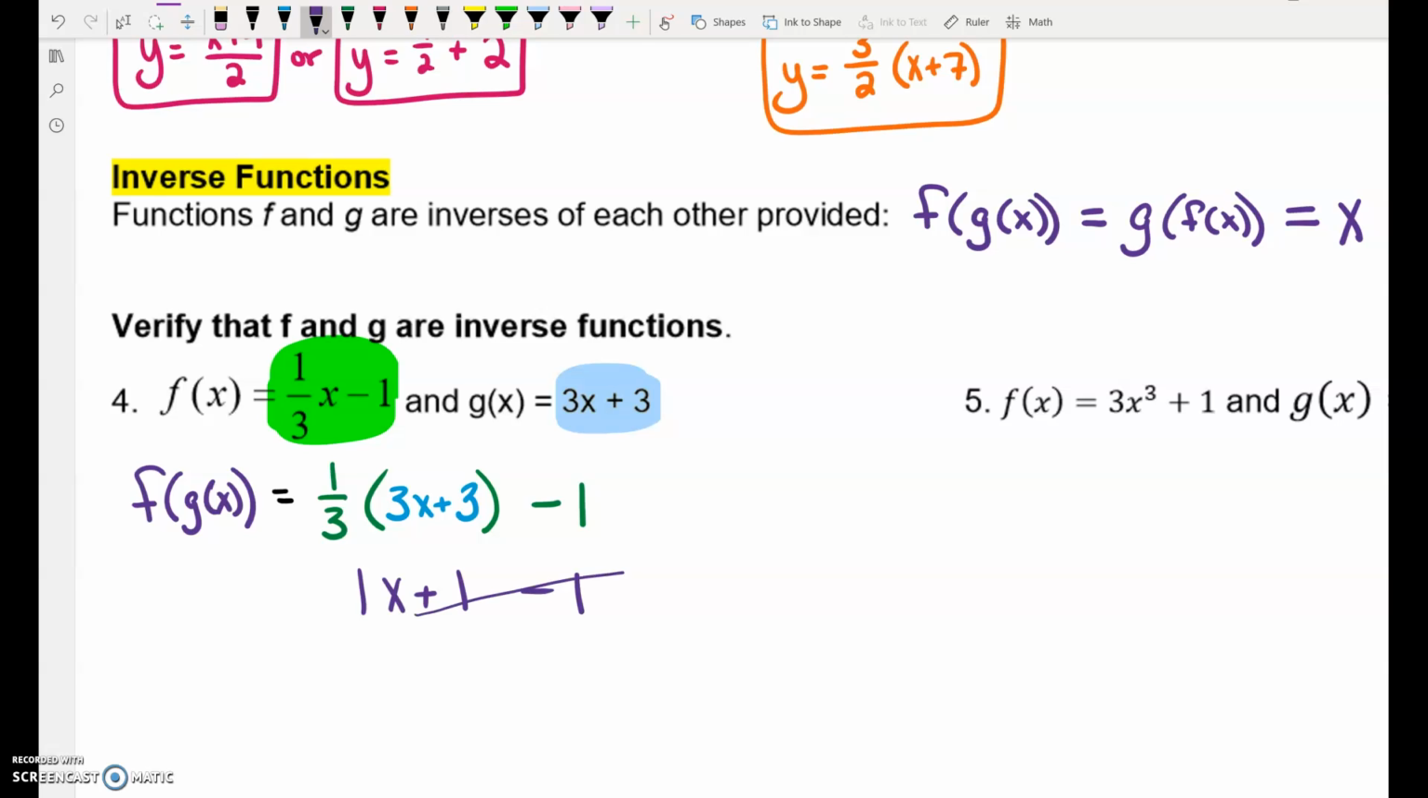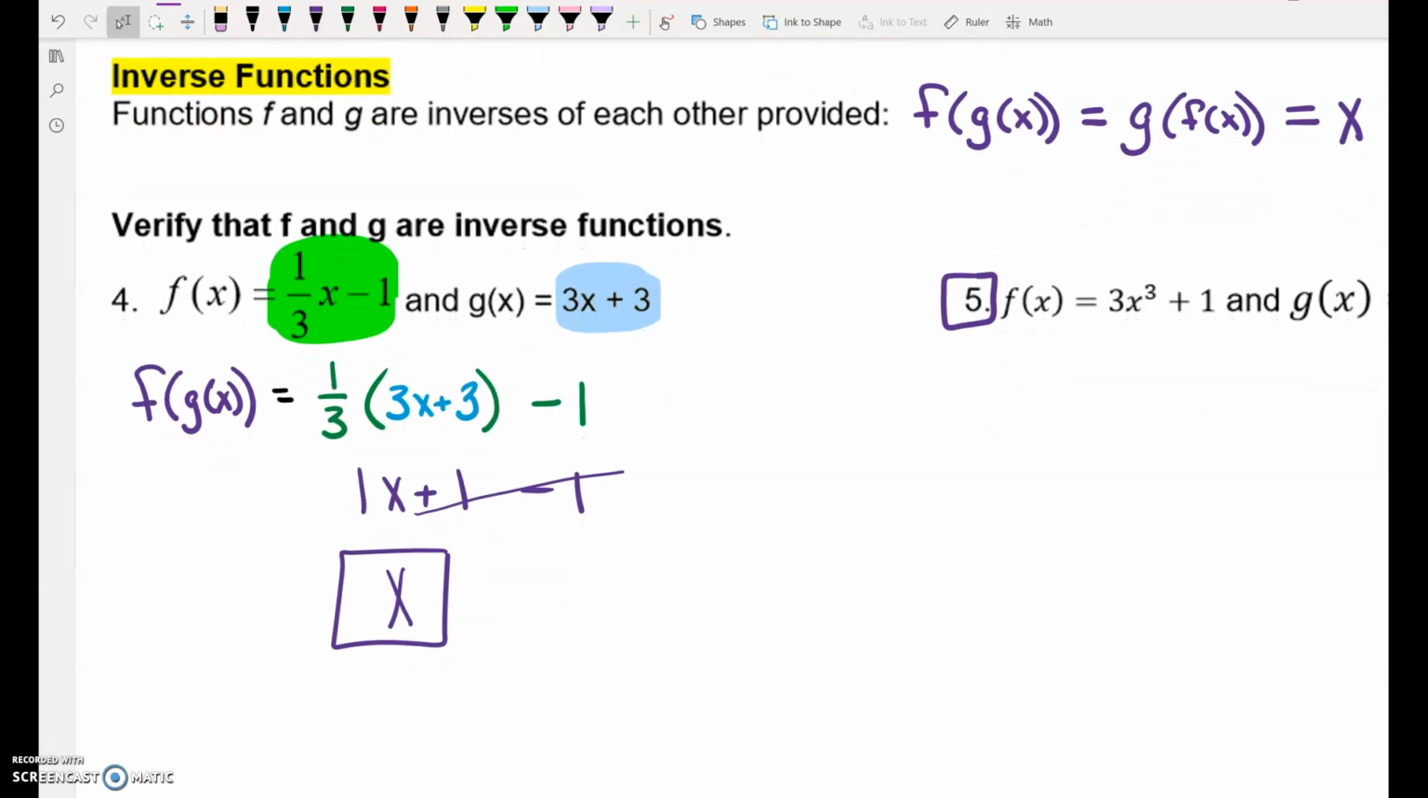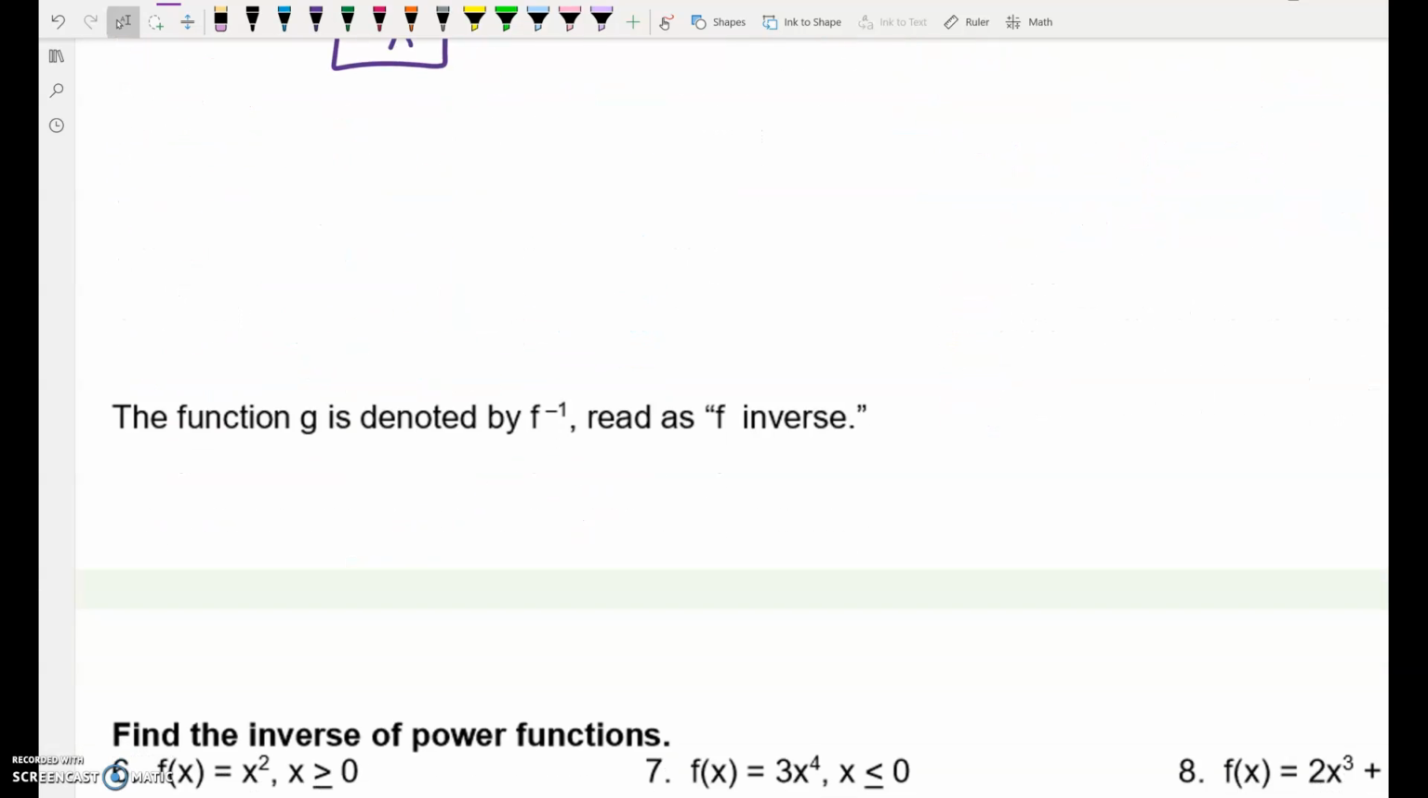The plus 1 and minus 1 will cancel each other out, and we simply have 1x. The 1/3 and the times 3 canceled each other out. The plus 3 after it was multiplied by 1/3 and the minus 1 canceled each other out. These two functions are going to cancel each other out every time and leave you with just plain old x. We'll go over number 5 in the video tomorrow, because this is actually part of your assignment tomorrow.